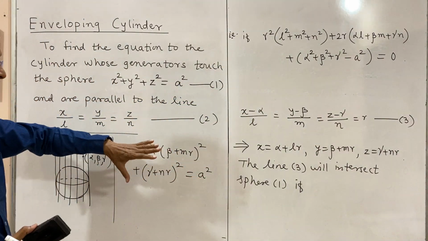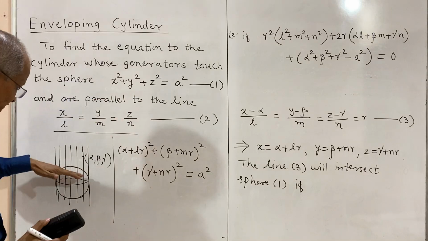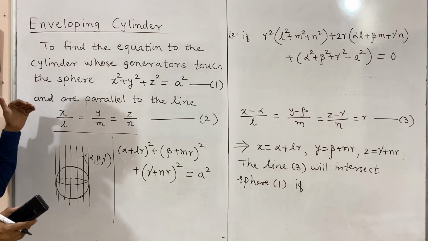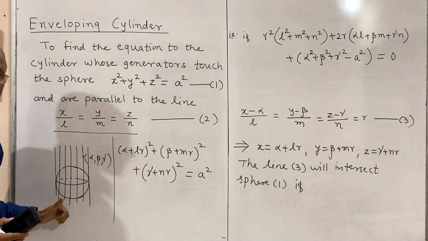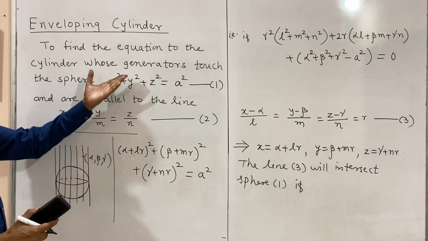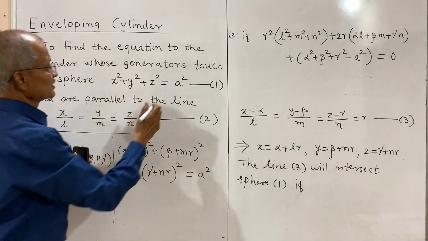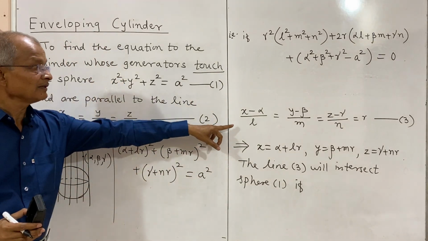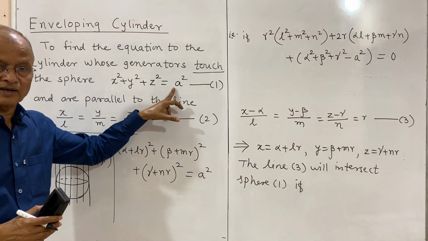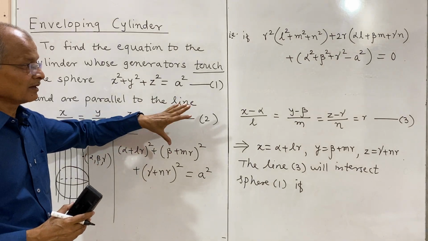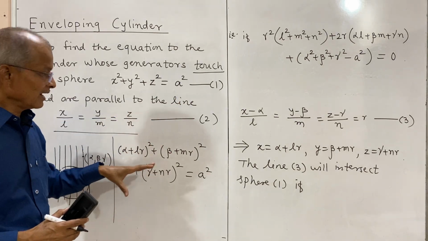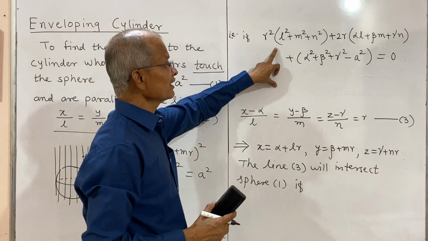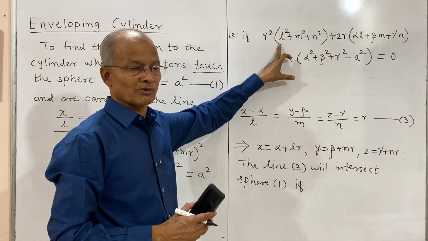Now, in general the line will intersect the sphere in 2 points. But we want the line to touch the sphere, and therefore the line will be tangent. This line 3 will be tangent to sphere 1 if and only if it touches in a single point. And it will touch in a single point if this quadratic equation in R has 2 equal roots.